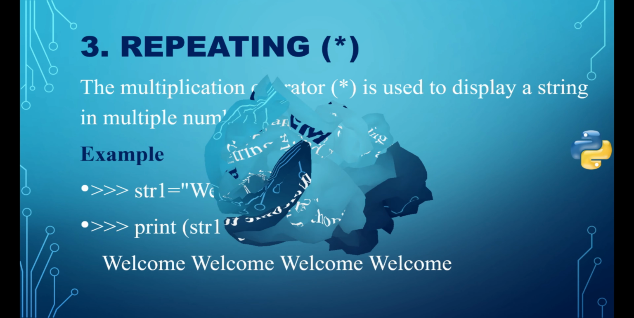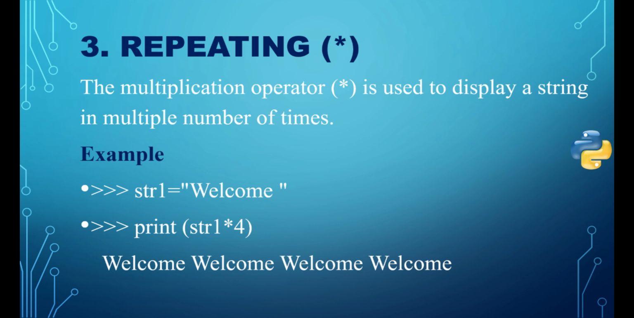Next, repeating. The multiplication operator is used to display a string multiple times. Example: str1 equal to "welcome", print str1 star 4. Now, star 4 is nothing but the word welcome will come 4 times. The result is welcome, welcome, welcome, welcome.